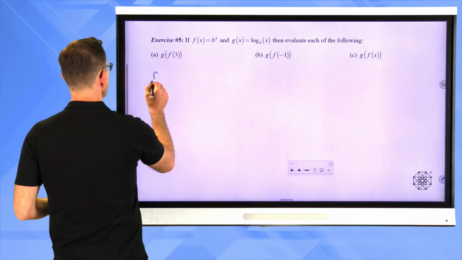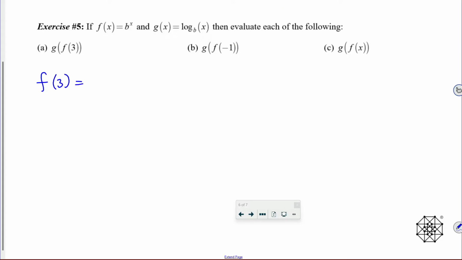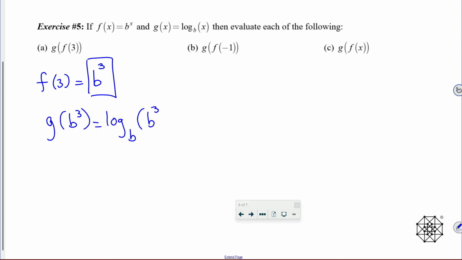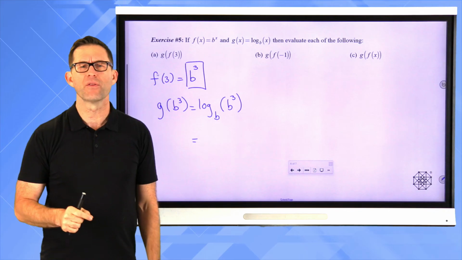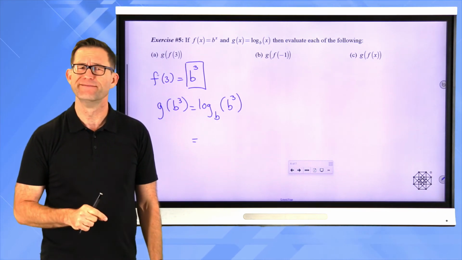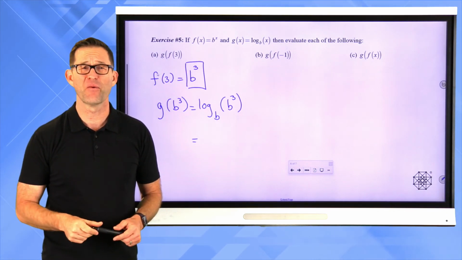So f of 3 is equal to b to the third. And you might be like, well, that's not very helpful. But then what I'm going to do is take this and substitute it into g, and I'm going to get log base b of b to the third. Well, what is the log base b of b to the third? Pause the video right now and see if you can figure out what that is.